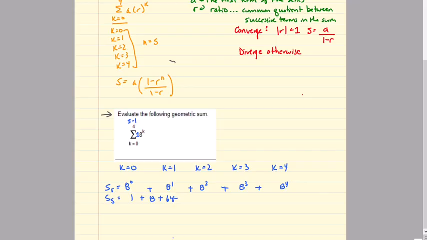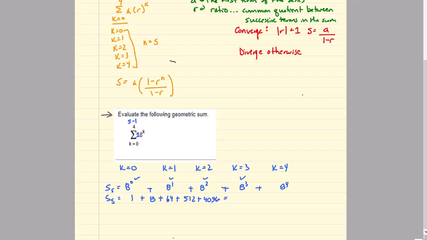And then we have, I think I got off track here, 64. So I've got this one, this one, this one. And then I have 8 cubed. So 8 cubed is 512. And then 8 to the fourth is going to be 4,096.